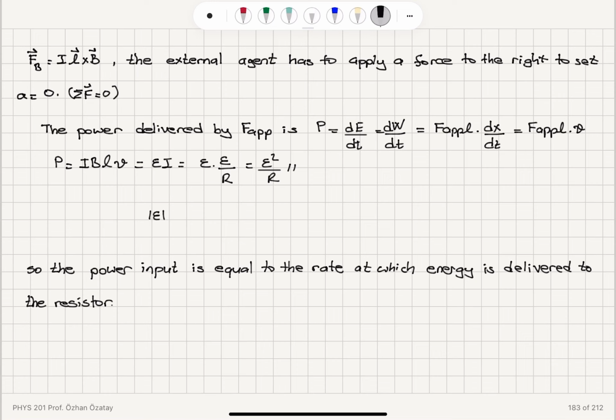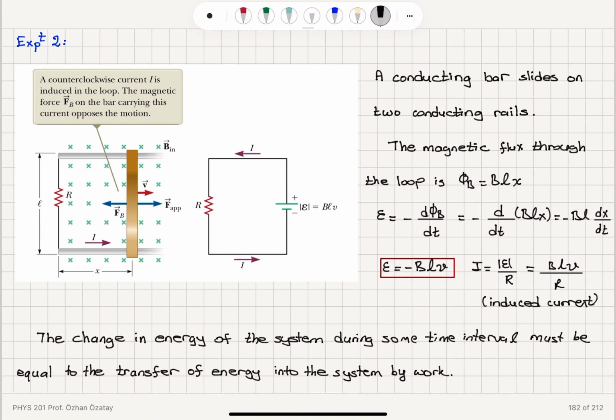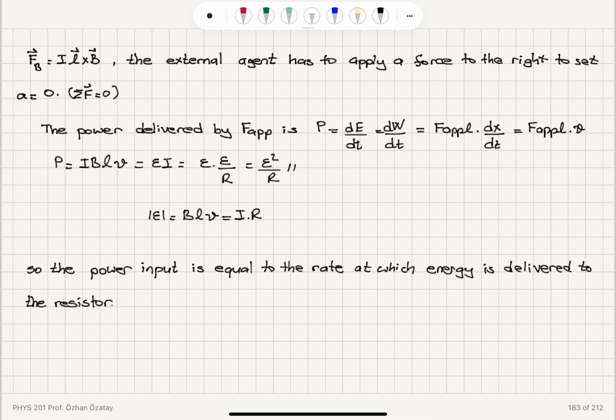So our epsilon, equal to BVL, is the current multiplied by the resistance R, because the potentials on these two sides should be the same. And so the current is BVL over R, which is the magnitude of the EMF, epsilon divided by R. So we see that the power input is equal to the rate at which energy is delivered to the resistor. It's consumed by the resistor.